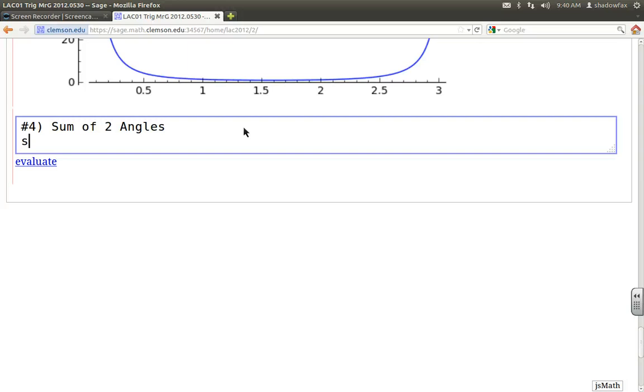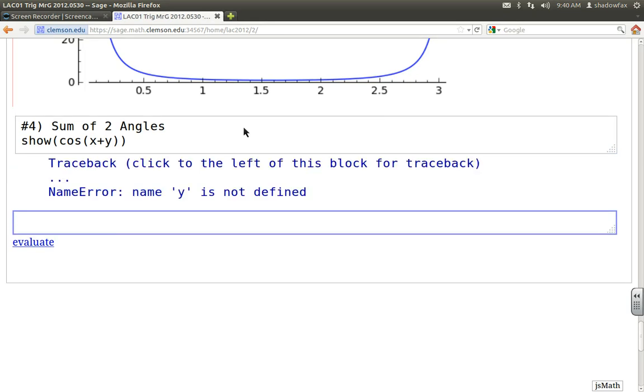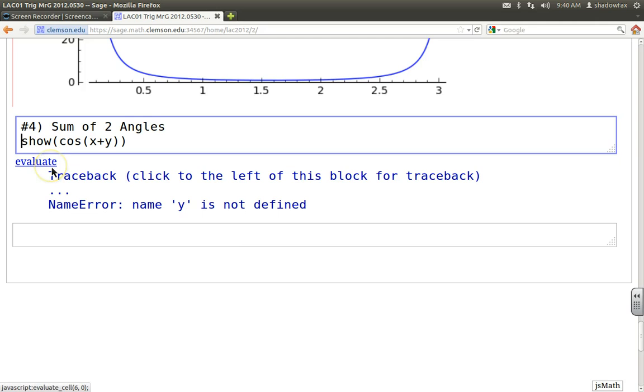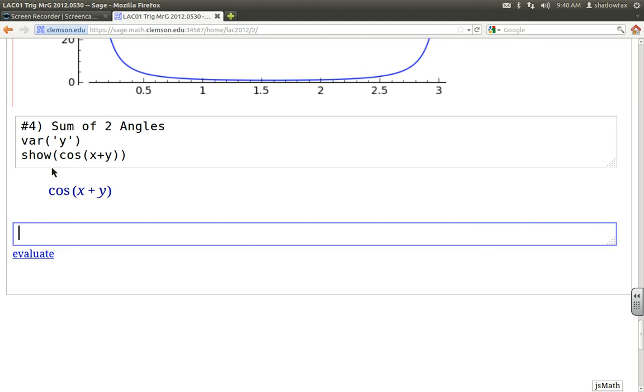If I want to show the cosine of x plus y, two different angles, I have a problem because it doesn't know that y is a variable. So if you want more than just x acting as a variable, you have to define y as a variable this way. All right, that was not very edifying.